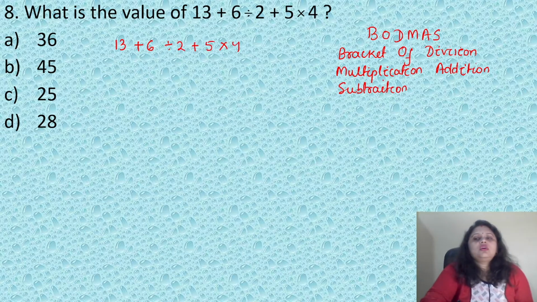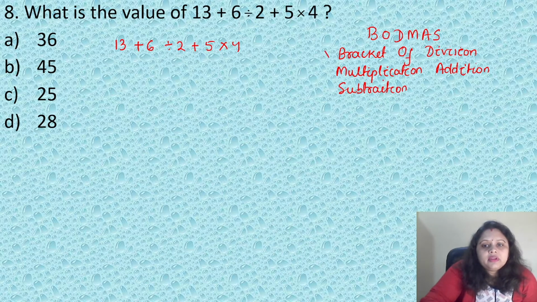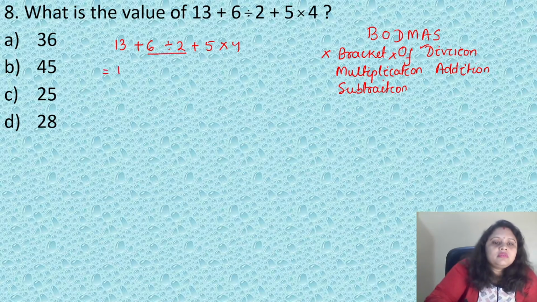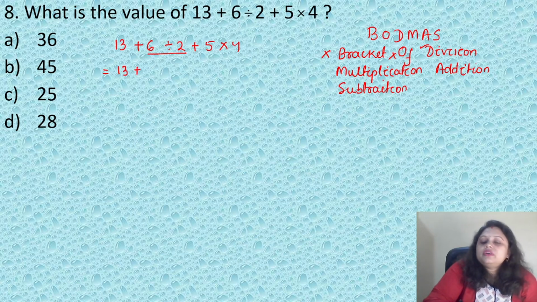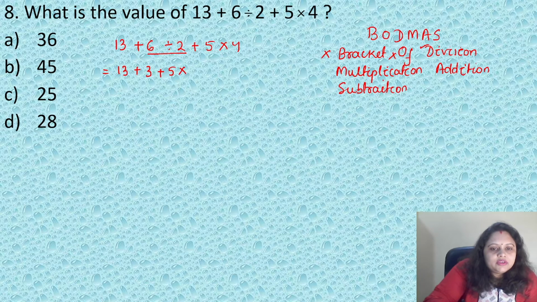First, here bracket is not there, here of is not there. First one is division. So we have to solve this first. How to solve? Every other thing will remain as such. We have to only solve the division portion. 6 divided by 2. What is the answer? Tell me. This is 3 plus 5 into 4.